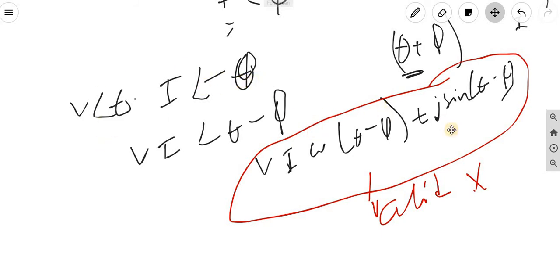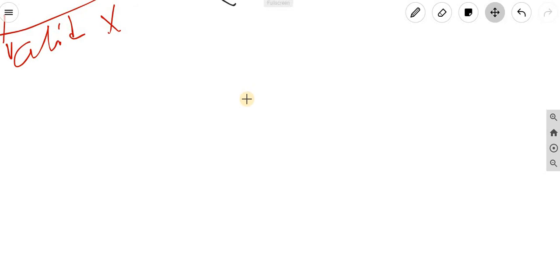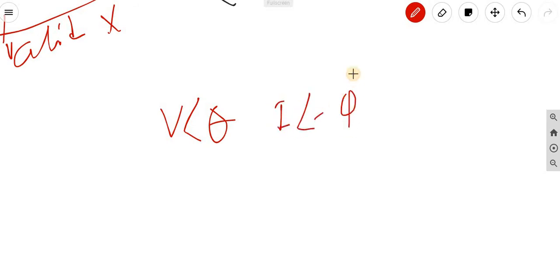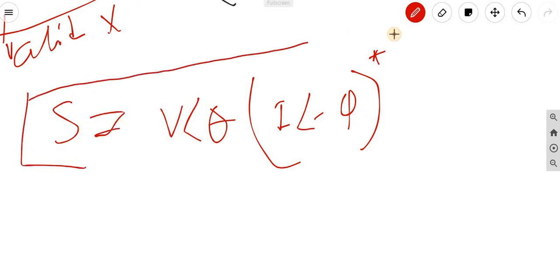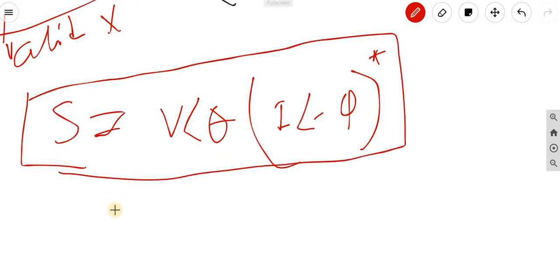So what do we have to do? We have to take the complex conjugate of the current. Suppose we take this V theta and this I minus phi, and take the conjugate of the current, with phase. That is known as the complex power, because it carries the meaning of the active power and the reactive power.